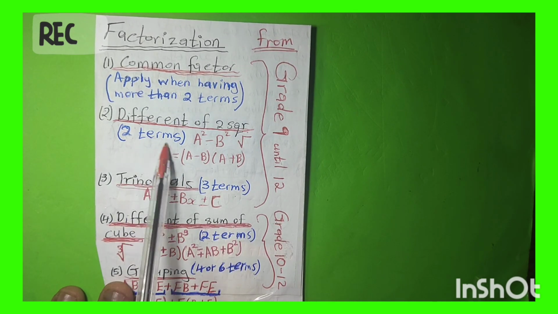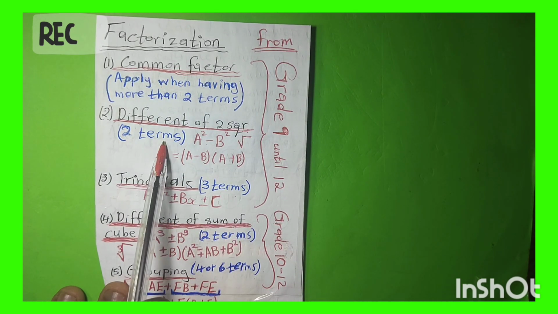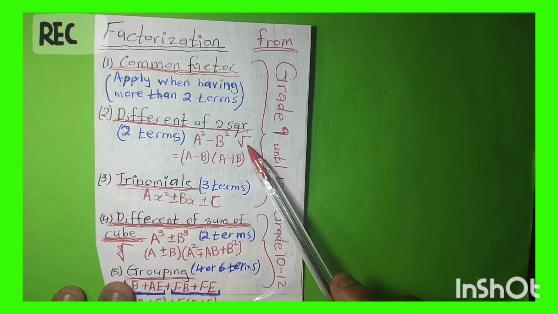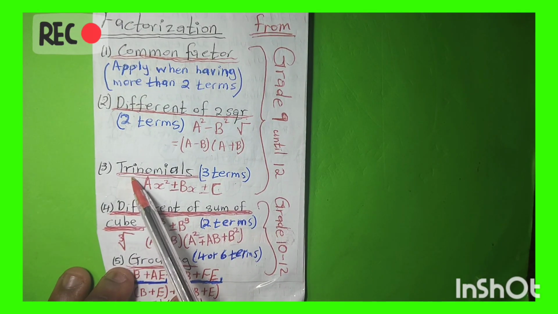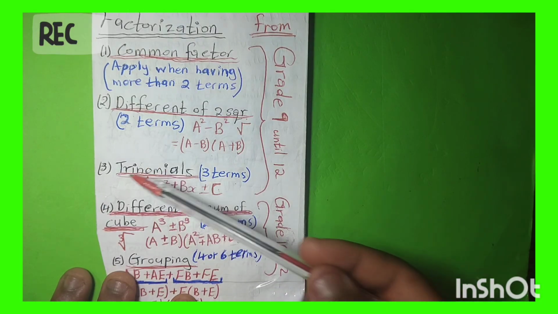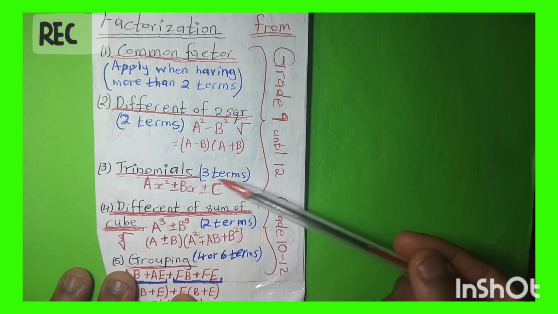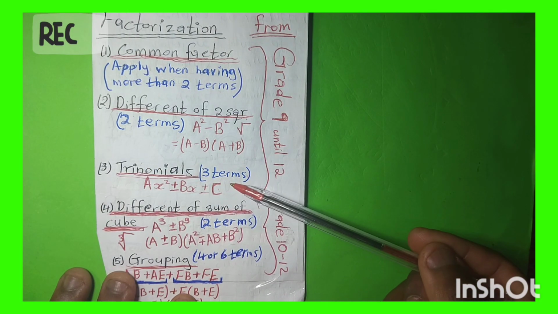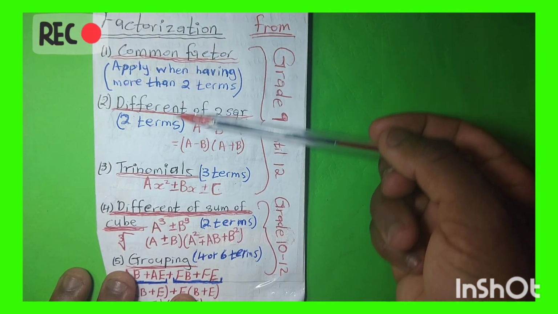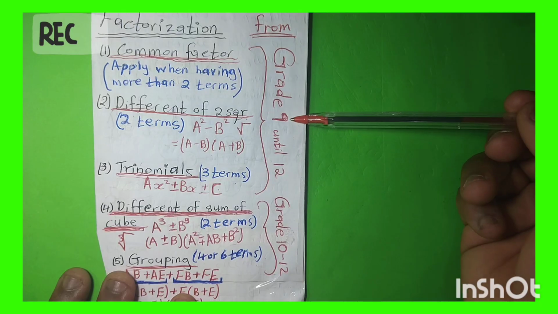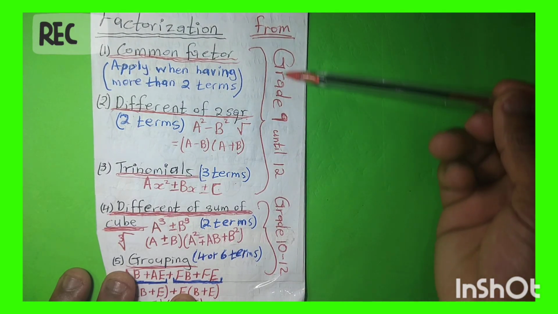You apply this one only if you have two terms, and if you are able to take the square root. And also we have what we call trinomials. You only apply this if you have three terms. And all of these, take note, you start them in grade 9 until grade 12.